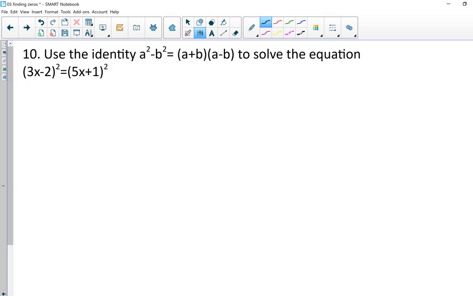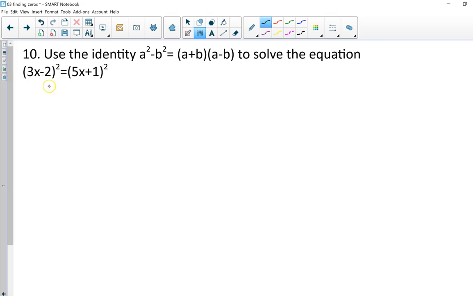Okay, so use the identity a squared minus b squared is equal to a plus b times a minus b. What is that? They just factored that using dots, so let's figure out what's going on here. To solve the equation, and they give you this equation.